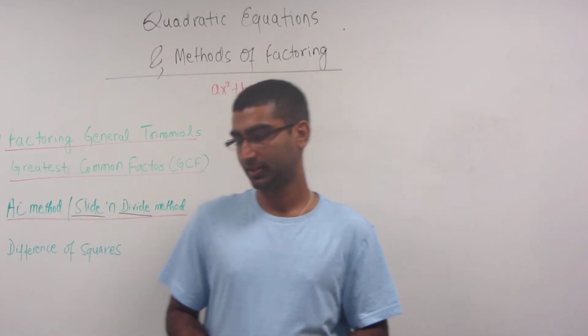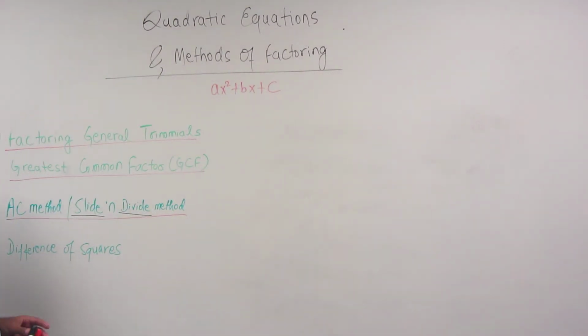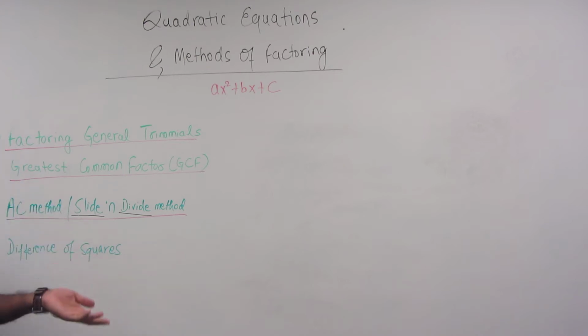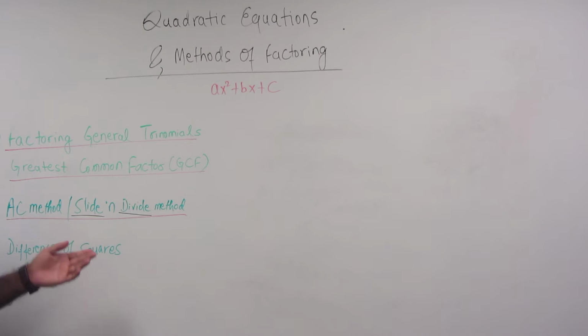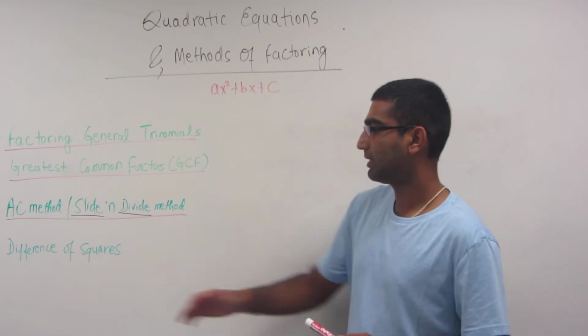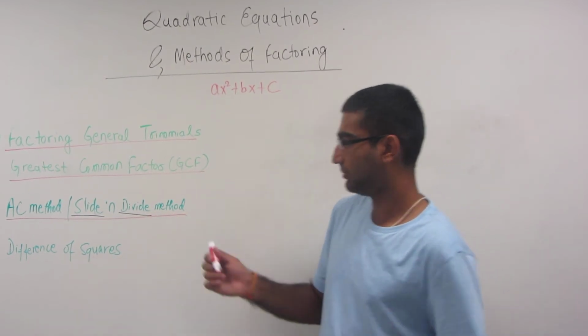Welcome, ladies and gentlemen. In our last video, we talked about three different methods to factor a quadratic equation: factoring a general trinomial by the greatest common factor method, and we used the AC method or the slide and divide method. Now in this video, I'm going to show you how we factor a quadratic equation, but it's not the method that we talked about in the first video.